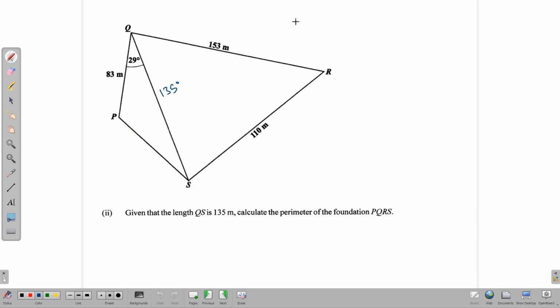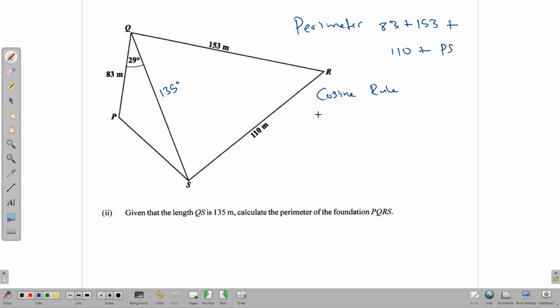So the perimeter is equal to, starting here, 83 plus 153 plus 110 plus PS. And notice that we do not know PS, but we're given information to calculate the length of PS. Now notice here that you have a triangle with two sides, an angle between, and we're asked to find PS. So that there tells us that we should use the cosine rule.